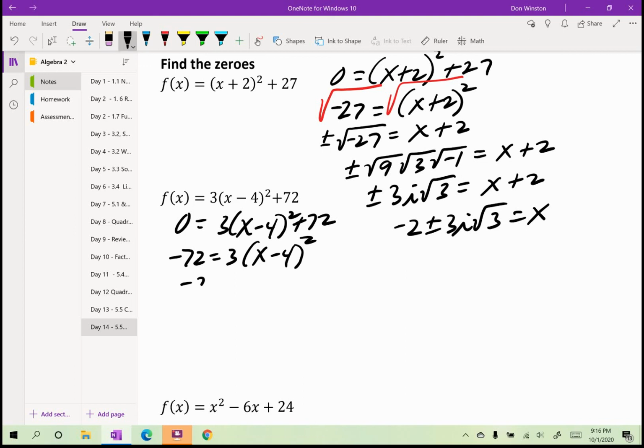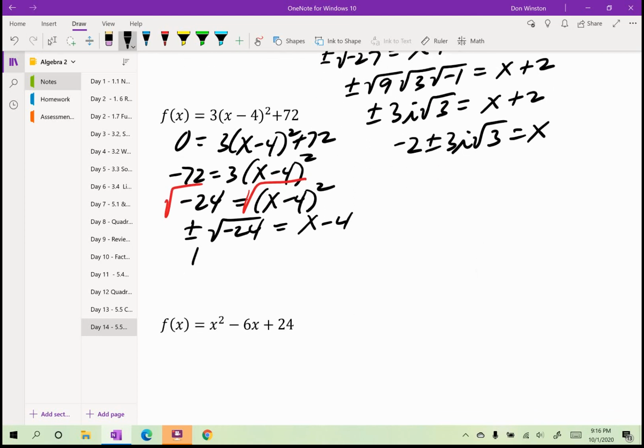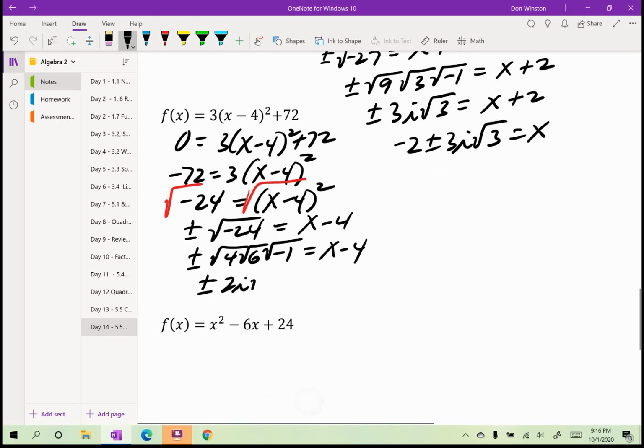So this would be negative 24 equals x minus 4 squared. Take the square root of both sides, and then we'll get plus or minus the square root of negative 24 equals x minus 4. And then we'll have plus or minus the square root of 4 times the square root of 6 times the square root of negative 1 equals x minus 4. And this will be plus or minus 2i root 6 equals x minus 4.